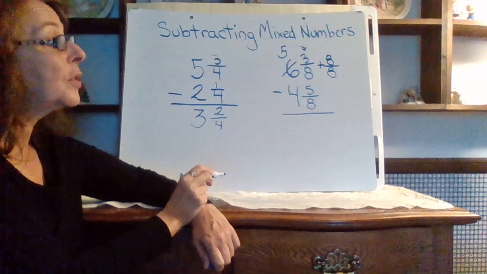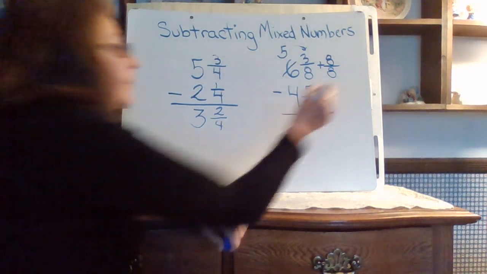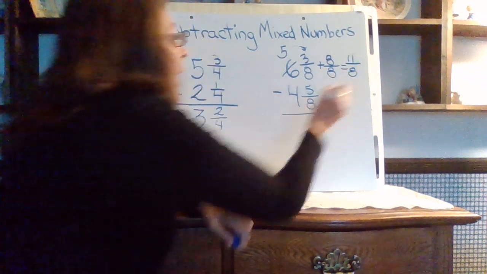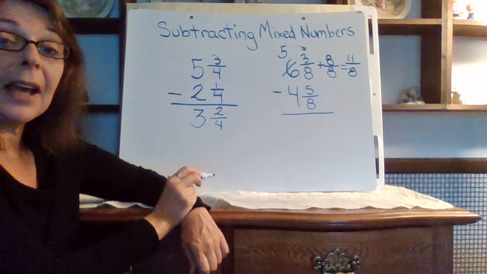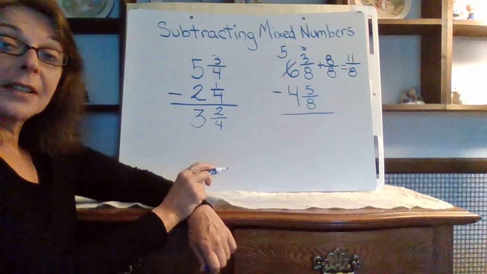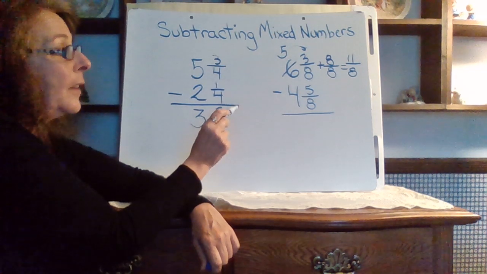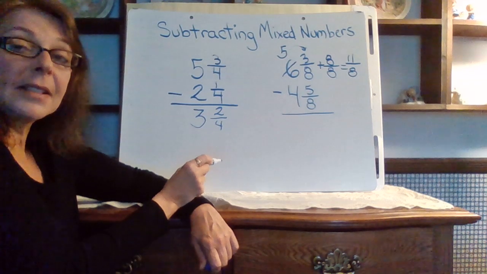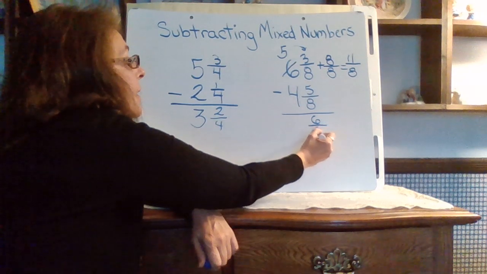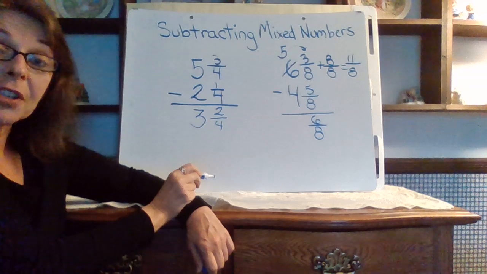Now I add those two fractions together, 3/8 plus 8/8. And that gives us 11/8. Now, do I have enough on top to take 5/8 away? I sure do. So now I can subtract 5/8 from 11/8, and I get 6/8. So I'm done with my fraction part.